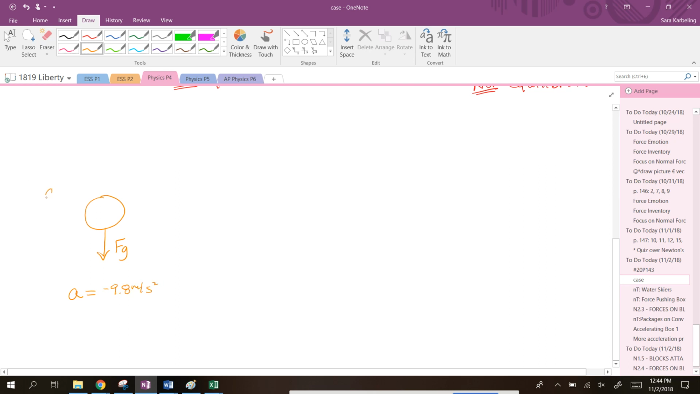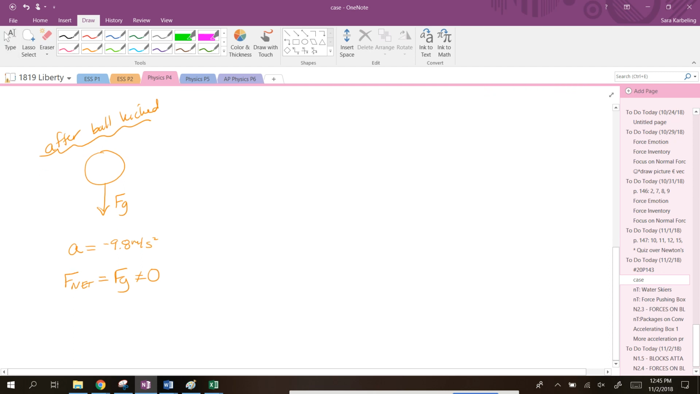So this is after the ball is kicked. I just want to make sure we have this in case you're wondering later. After the ball is kicked, F_G is pulling down. That's the only force acting. F net equals F_G, which does not equal 0. Is that ball in equilibrium, friends? No. Not equilibrium.